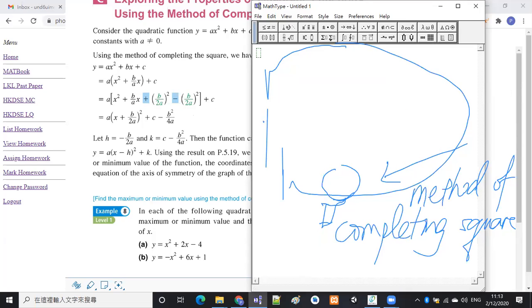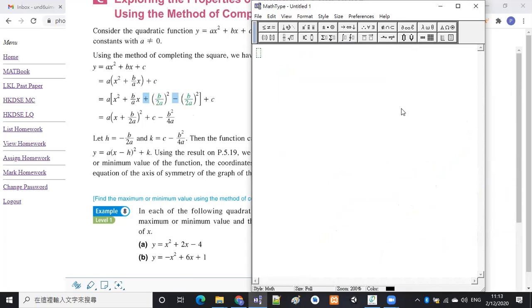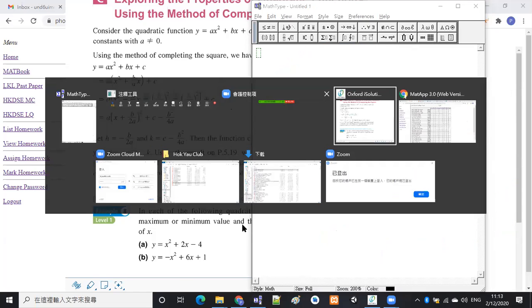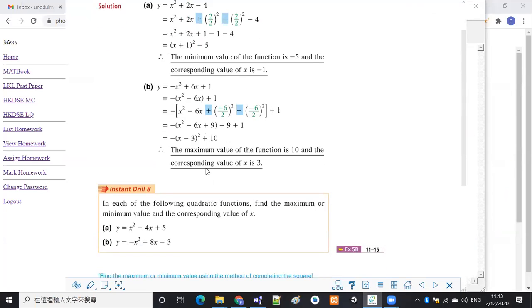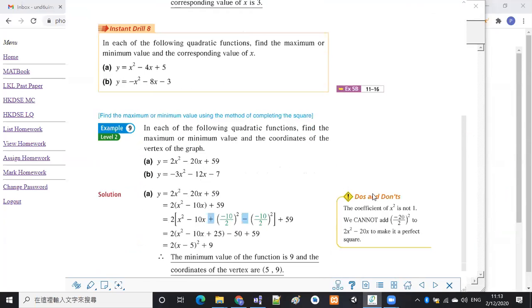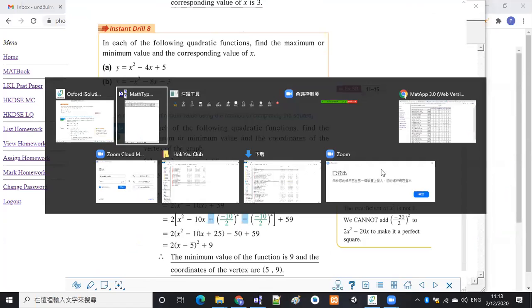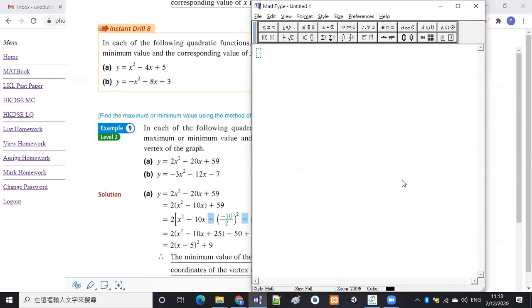Okay, so next page. So instant drill number 8. So I'm going to type: y is equal to x squared minus 4x plus 5. Okay, and then you just identify that the value of a is equal to 1. So we are going to take out a 1, but a 1 is just nothing here.